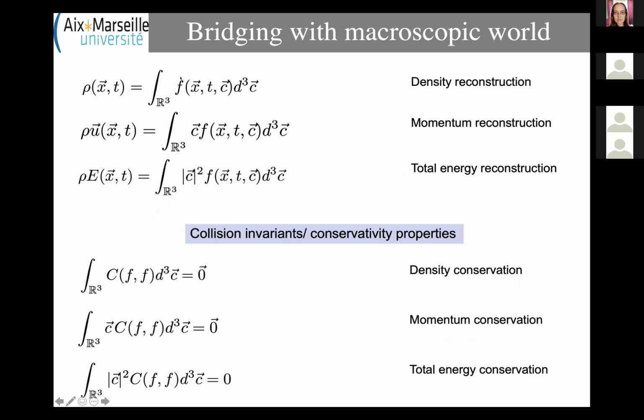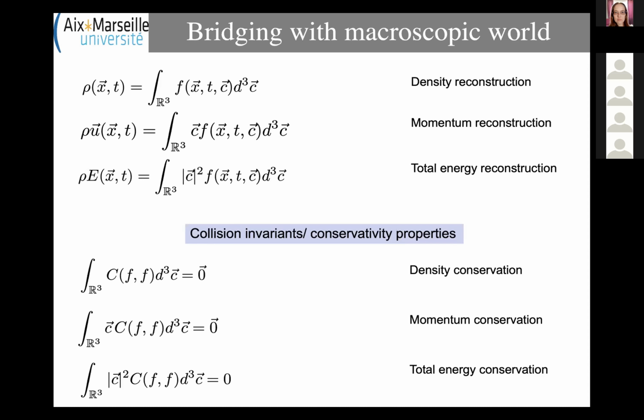Once you have computed your distribution function f, solving the previous equation, of course, you can reconstruct your macroscopic quantities for engineering. Density is defined as a zeroth order moment of f. Momentum is the first order moment, and the energy is associated to second order moments of f. And of course, there are some conservative properties that have to be fulfilled in order to recover the correct macroscopic Navier-Stokes equation, or something which is equivalent to that.